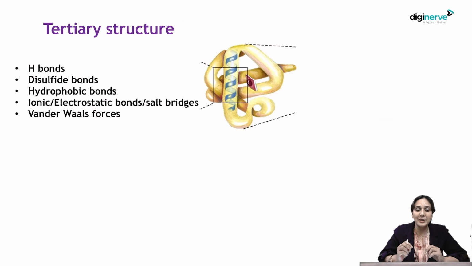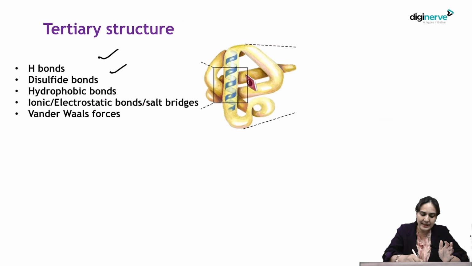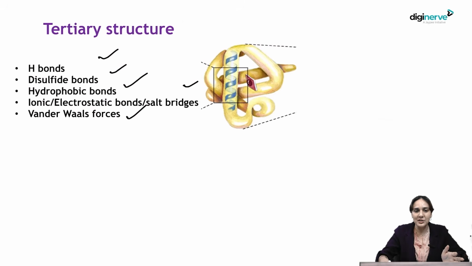So which bonds are involved in tertiary structure? We have discussed that in primary structure, there are mainly peptide bonds, that is, bonds between amino acids, whereas in secondary structure, there are mainly hydrogen bonds and disulfide bonds. Now in the tertiary structure, there are many bonds like hydrogen, disulfide, hydrophobic bonds, ionic bonds, and van der Waals forces. So there are many types of bonds which act in tertiary structure.